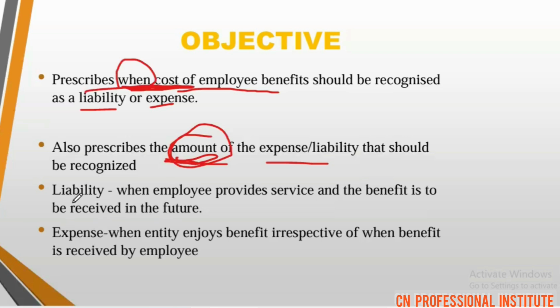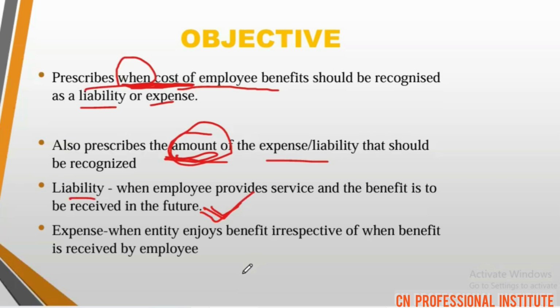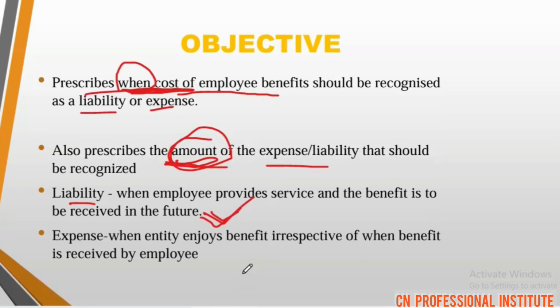It says a liability arises when the employee provides services and the benefit is received in the future. And an expense is recognized when the entity enjoys the benefit, irrespective of when the benefit is received by the employee. If the employee renders service to the entity, but you are not paying the employee now, you pay in the future, it's a liability. Otherwise, you just record everything now. So a liability arises when the entity is to pay the employee in the future.